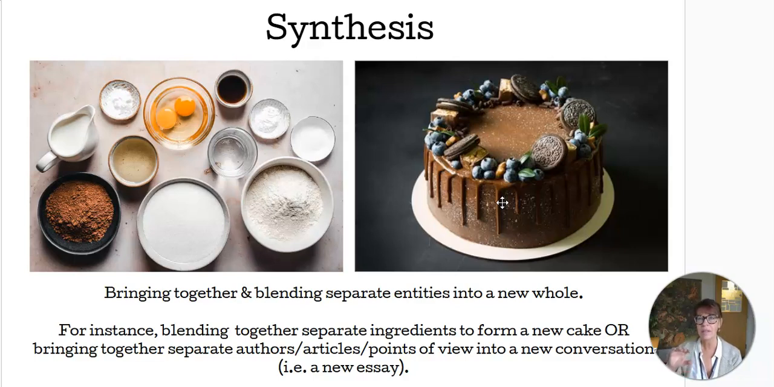You don't want those ingredients to retain their unique characteristics. You want them to be combined into something new. And so that's what we do when we do research and when we gather research together.